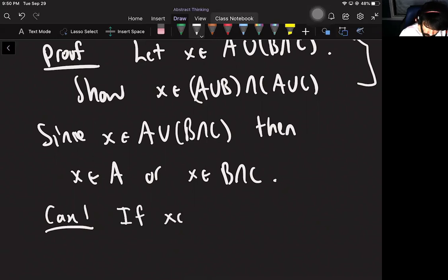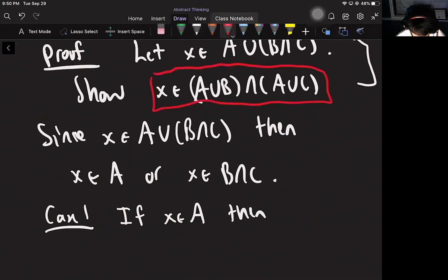If X happens to be in A, if we're in that situation, because it's got to be one or the other, then I've got to think about my goal. I've got to get over here. So I need X to be in there. Well, if X is in A, then guess what? X is in A union B automatically, because to be in the union means to just be in one or the other. So if it's in A, then I've already got this covered. I'm in there now.